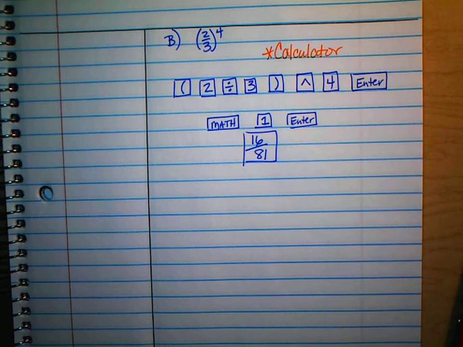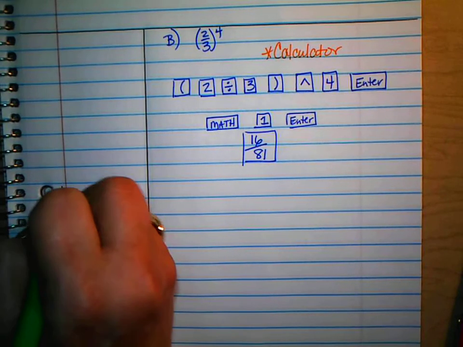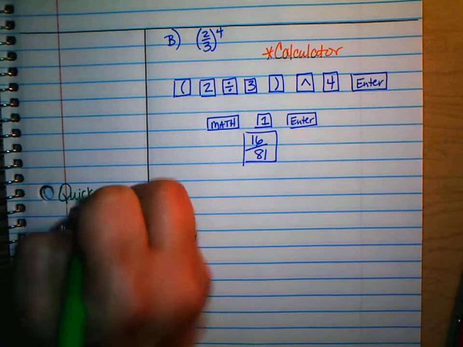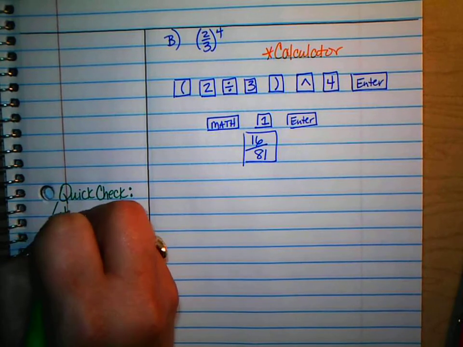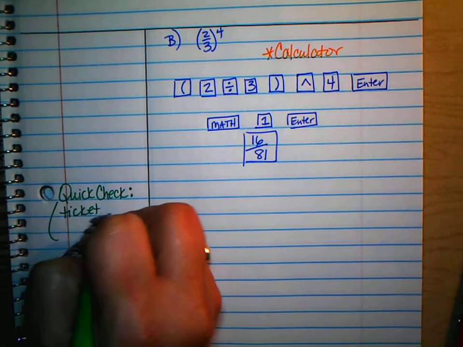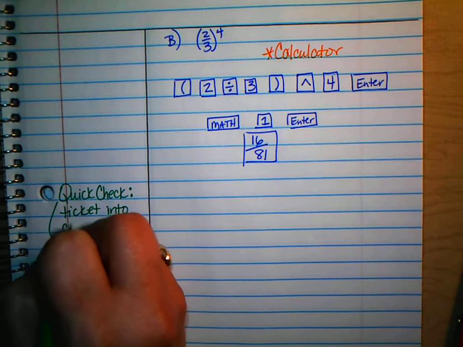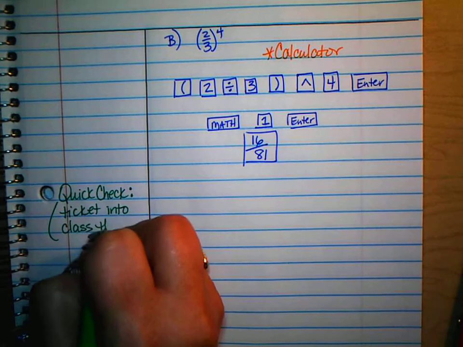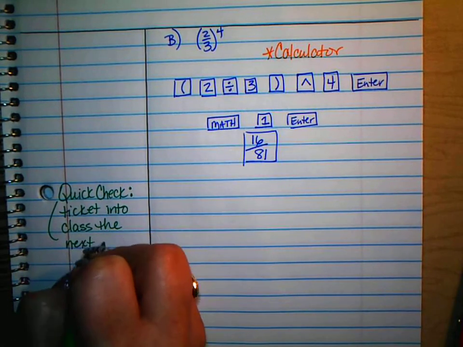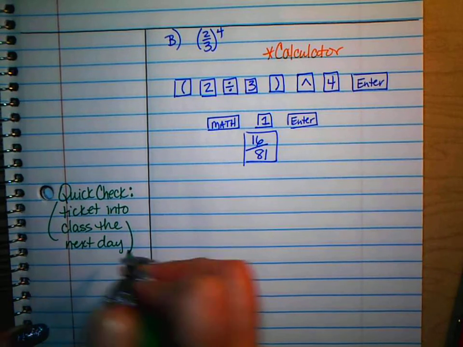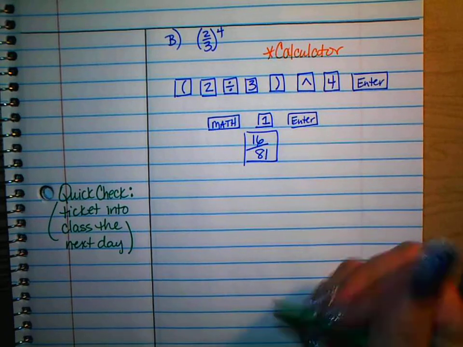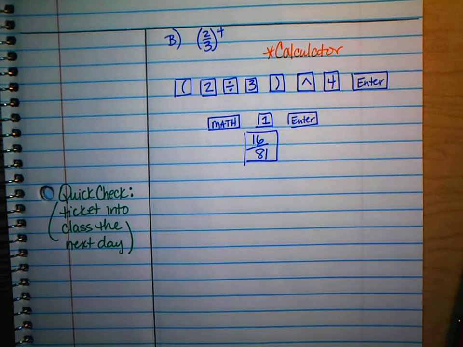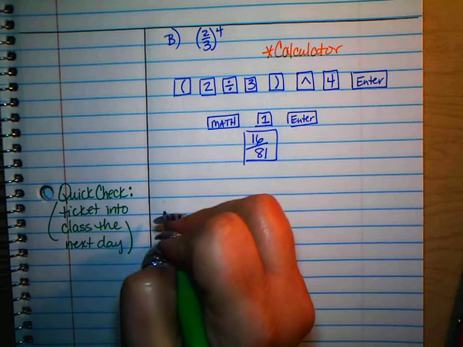From here on, we're going to do something called a quick check. Being as you should be doing these notes at home, your quick check is your ticket in to class the next day. So these are the problems that you need to work and have in your notes where you can quickly show them to me as you come in tomorrow.